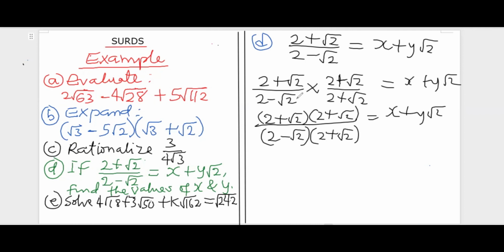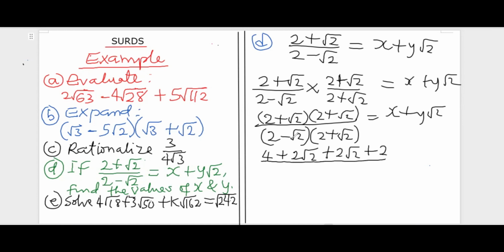So if we expand this, 2 multiply 2 is 4. 2 times root 2 is 2 root 2. We have used this 2 to multiply everything here, and also use this root 2 to multiply. Root 2 times 2 is 2 root 2, and root 2 times root 2 is root 4, which is 2.